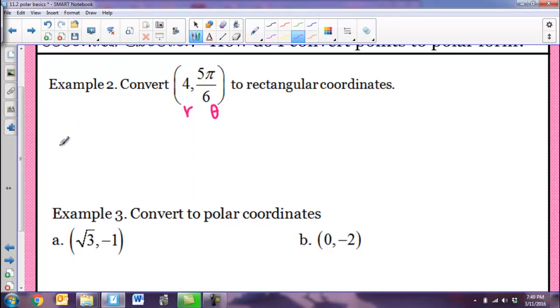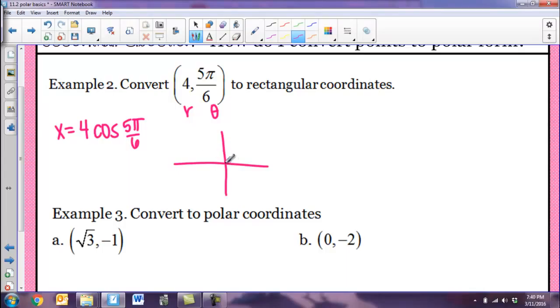So I know if I want to find the x coordinate, x matches with cosine, because we talked about that, even with our unit circle back in the day. So I'm going to take my radius times the cosine of 5 pi over 6. So here's why you have to remember your exact values, because otherwise how are you going to figure out what that number is? So I'm going to go ahead, I can just draw out my 5 pi over 6 angle.